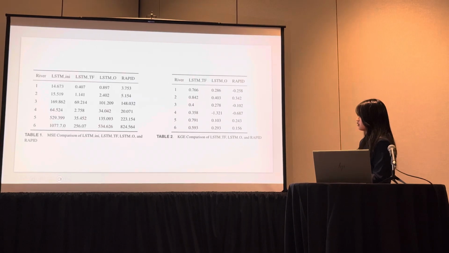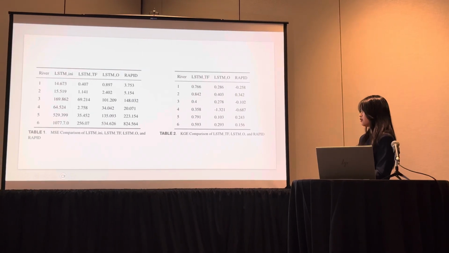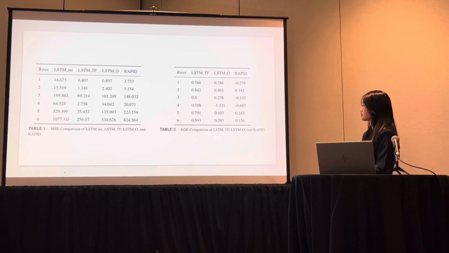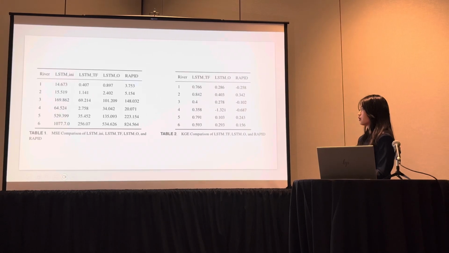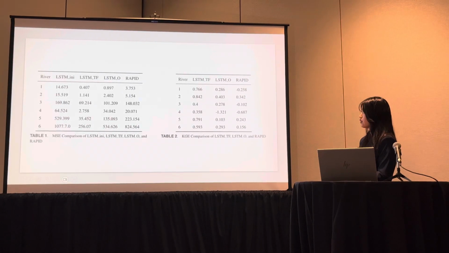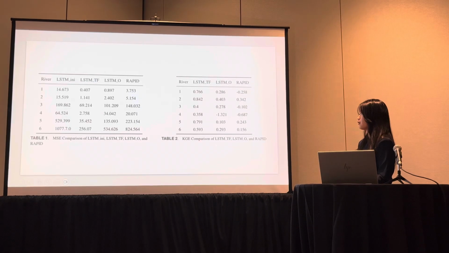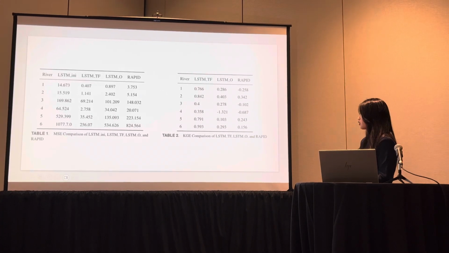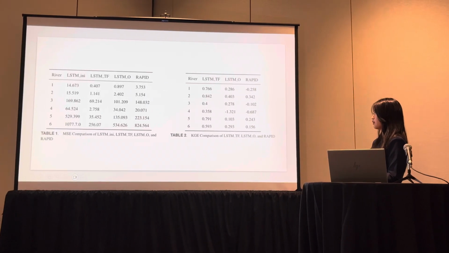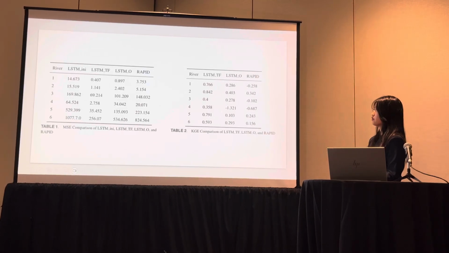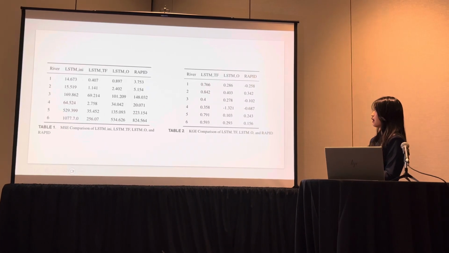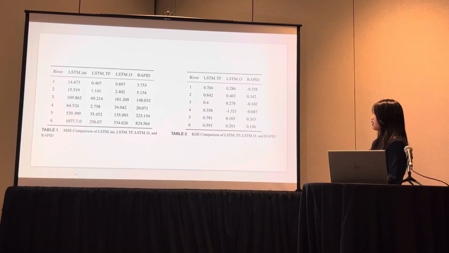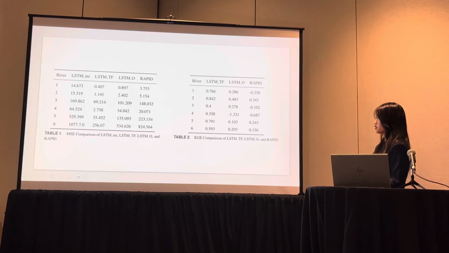And in table 2, which uses the Kling-Gupta comparison to quantify the accuracy of these three models, we would want the score to be higher. The higher the score, the more accurate. And if we pick another random river, let's say river 6, you can see that while they're all pretty similar, 0.593, 0.293, and 0.156, the LSTM using transfer learning continues to outperform the other two. And if we go through all of these scores, you can see that the LSTM using transfer learning is much more accurate.